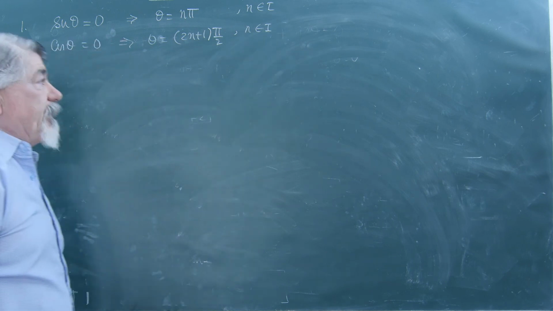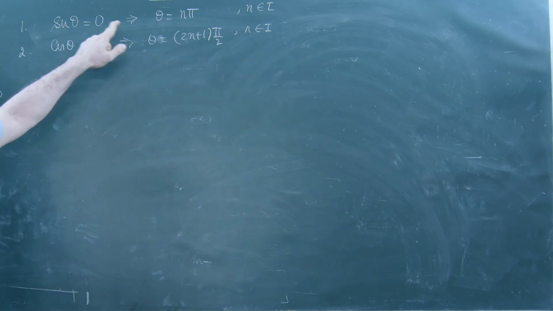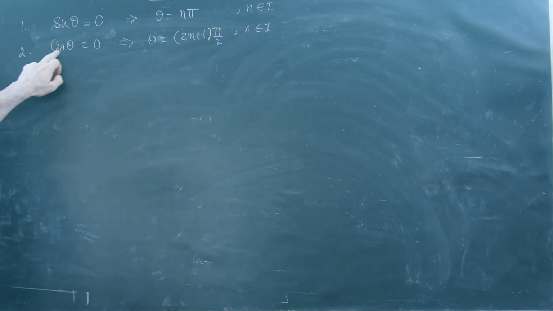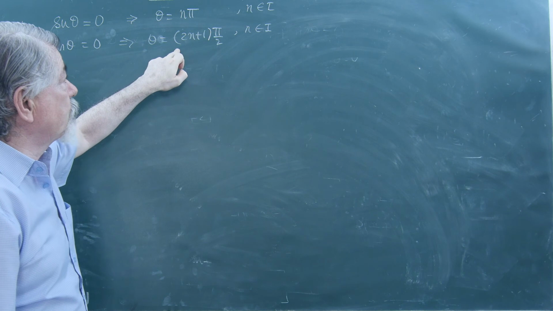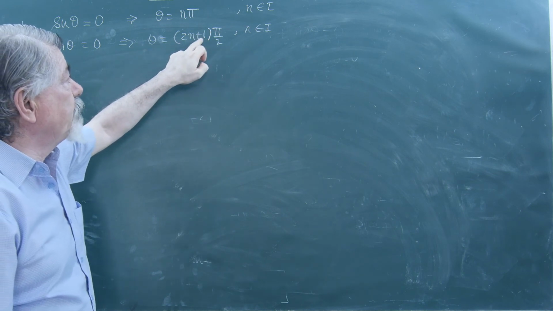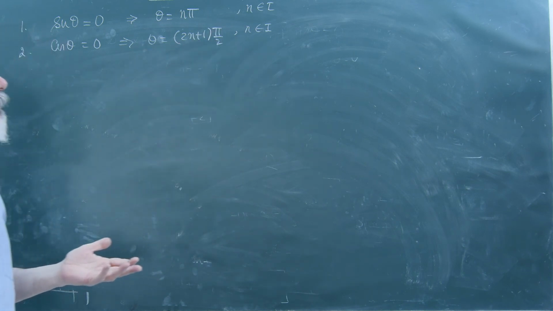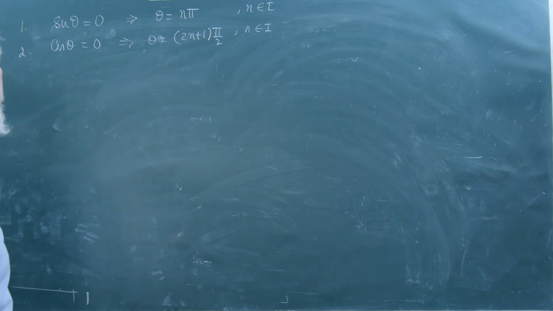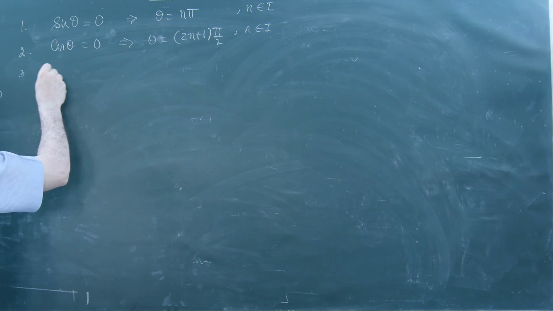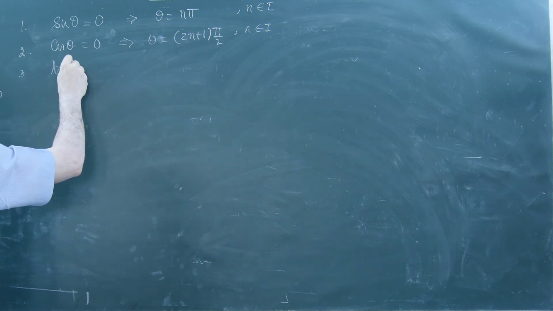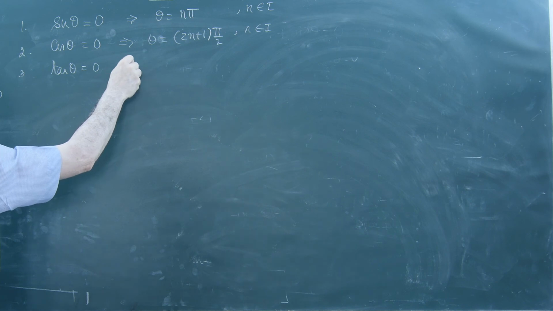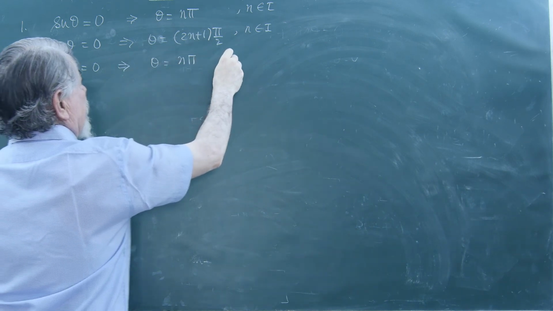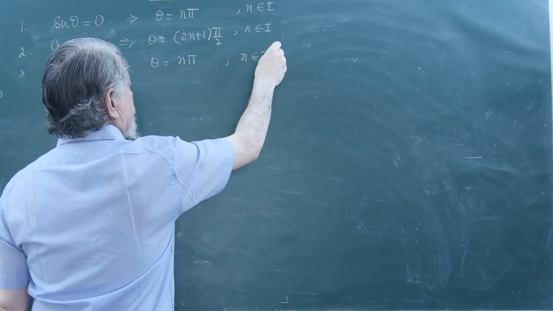This is a specific problem. Sin theta is equal to 0, then theta is equal to n pi, n belongs to set of integers. Cos theta is equal to 0, then the solution theta will be equal to (2n plus 1) pi by 2. You know that cos theta is 0 when we get odd multiples of pi by 2. Third is tan theta is equal to 0. Tan theta is 0 when sin theta is 0, so it has the same solution as sin, n pi, n belongs to set of integers.